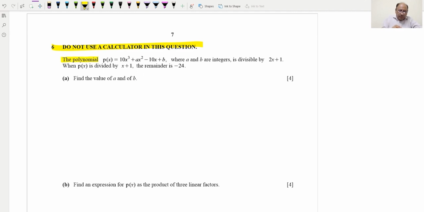The polynomial p of x is equal to this one, where a and b are integers, and is divisible by 2x plus 1. Divisible by 2x plus 1 is a hint for us. We can utilize this hint: if the polynomial is divisible by 2x plus 1, we can write 2x plus 1 equal to 0. This implies x will be equal to -1/2. So x is equal to -1/2.